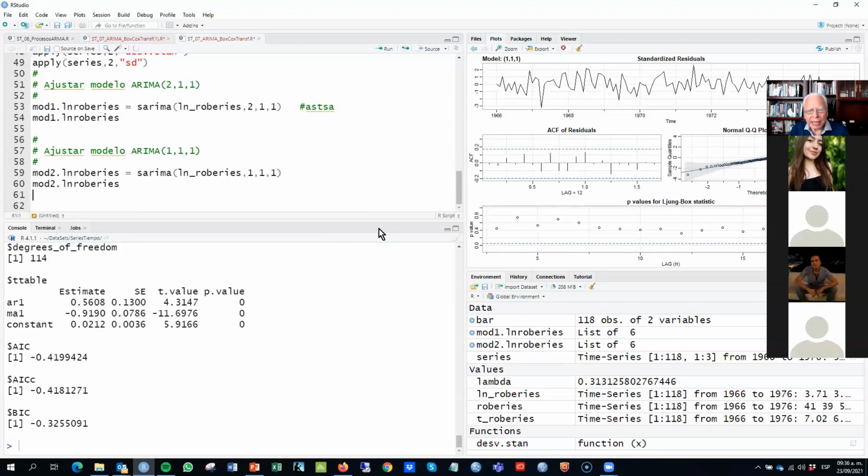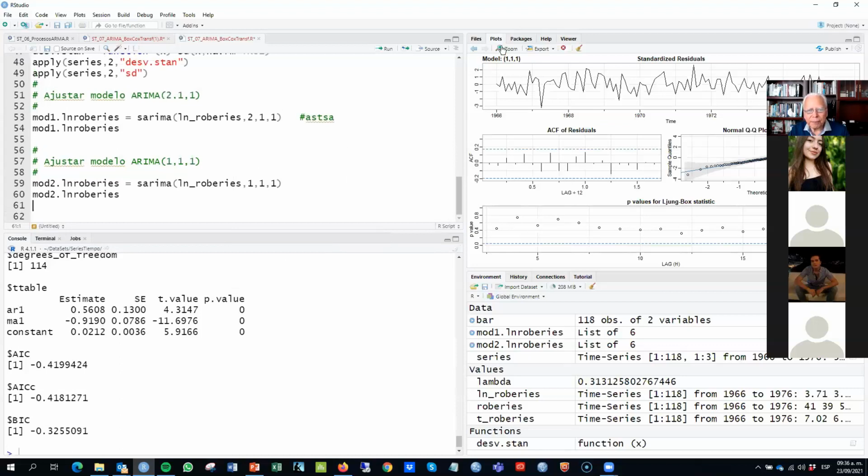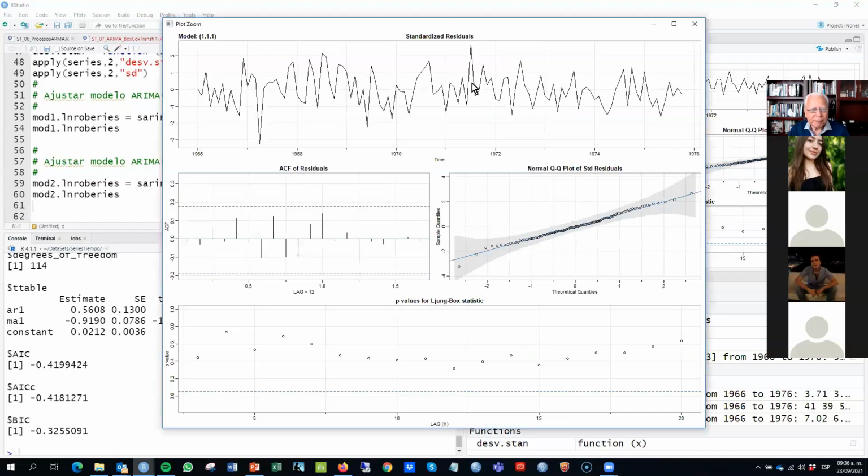And what I see here, checking my diagnostics, is that my residuals look to have constant variance. They have a spike here that's large, but that's just an observation. But we have constant variance. We have a random behavior. We don't see a pattern.